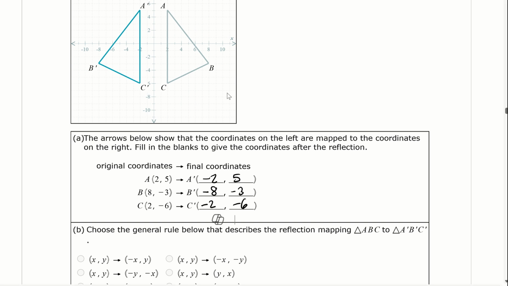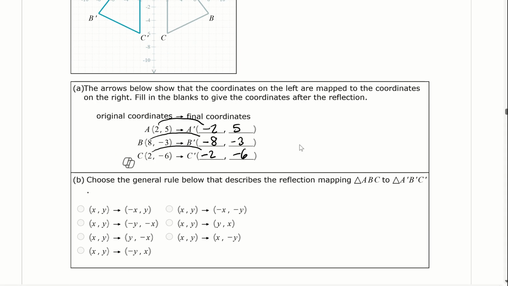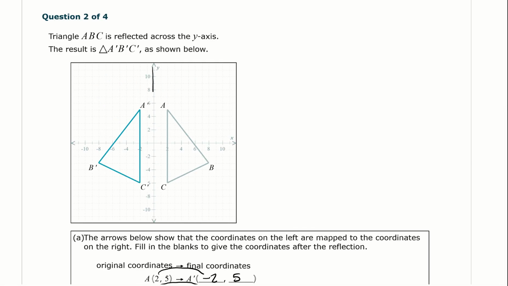Notice that the only thing that's changing here are the x-coordinates, because we're reflecting across the y. It's going from positive to negative or negative to positive. And that makes sense. We're reflecting across the y-axis, so the x is the only coordinate that's changing.